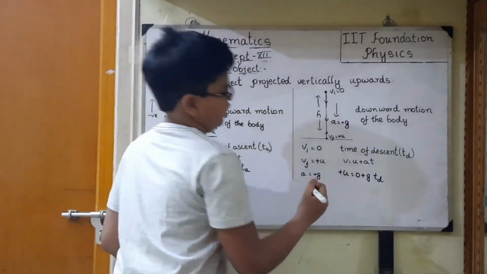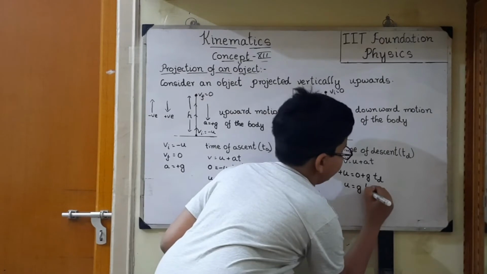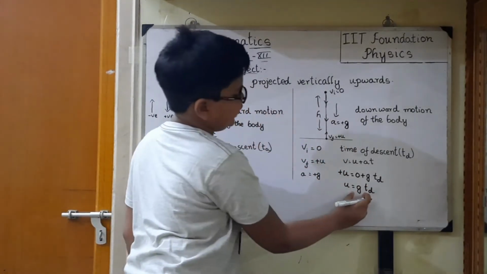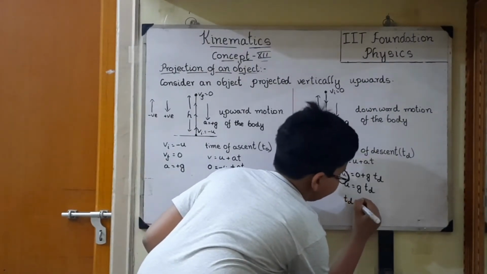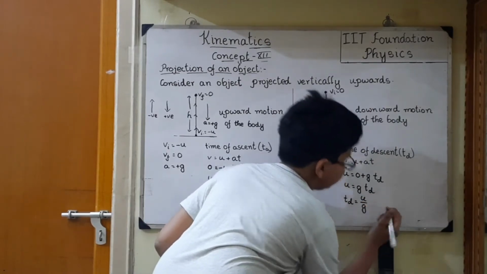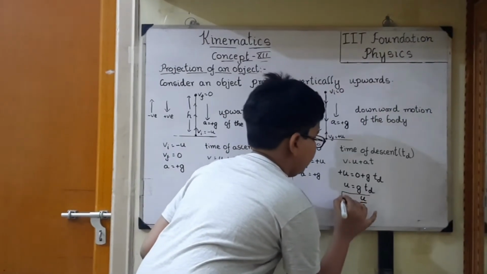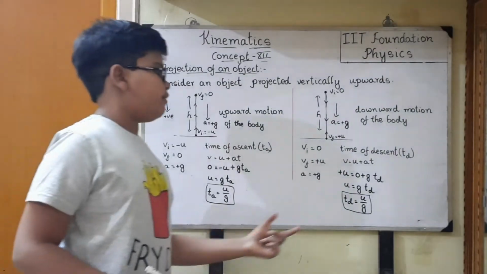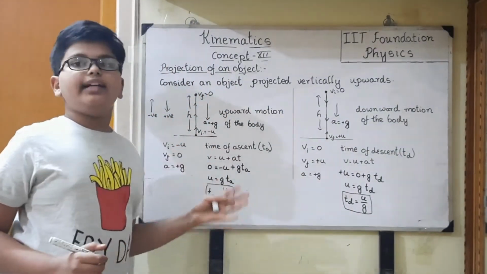So we can write it as u is equal to g times time of descent. If we bring g to this side, it becomes u by g. Time of descent is equal to u by g. So from this we can conclude that time of ascent is equal to time of descent. So let's find out the total time taken.